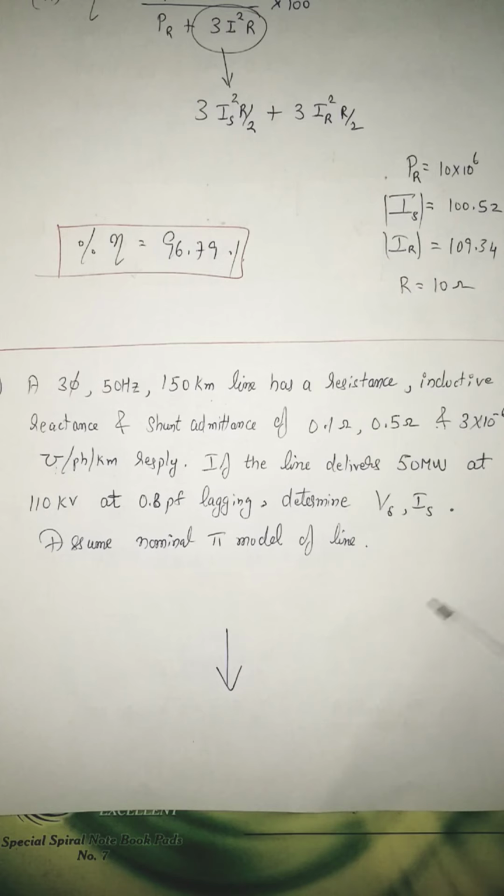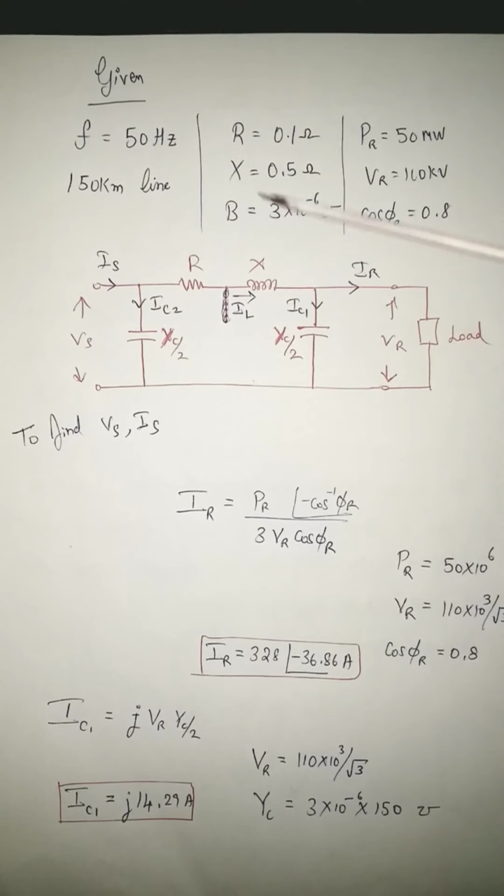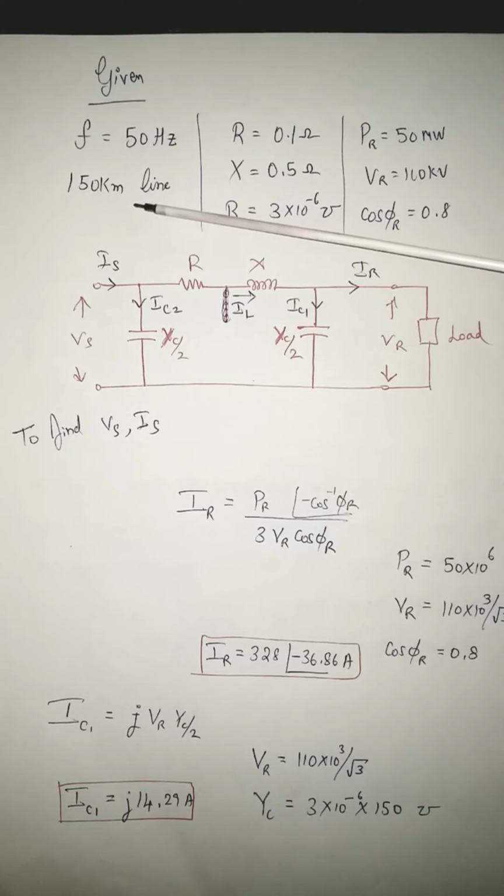So far we dealt with the first two problems in the nominal T model. Now we'll consider the nominal pi model of the transmission line. The analysis method will be the same, the circuit will be different. So first let us write down the given data. Frequency is 50 Hz, line length is 150 kilometers, resistance is 0.1, reactance is 0.5 and susceptance is given as 3 into 10 power minus 6, and receiving end power 50 megawatt, receiving end voltage 110 kV, cos phi r, power factor 0.8.